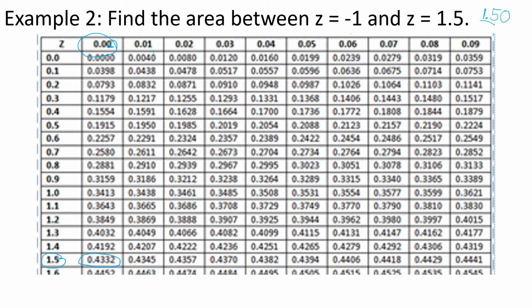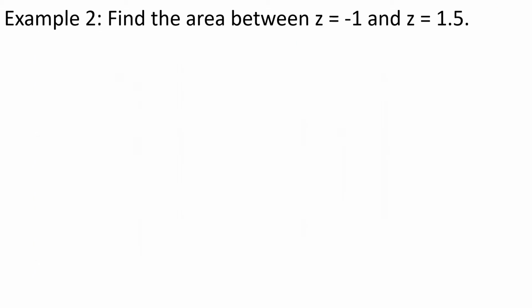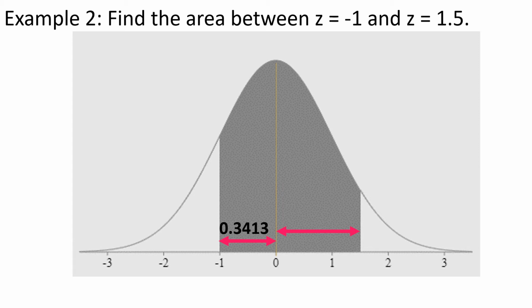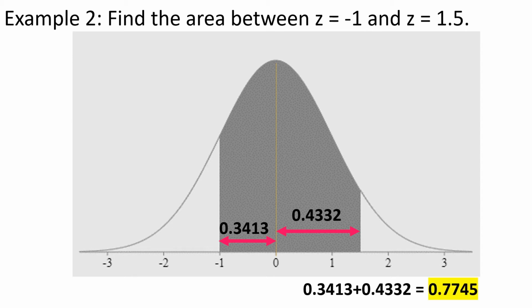So let's go back to the normal curve. From the Z table, we've known that the area from 0 to 1.5 is 0.4332. And in order for us to determine the area of the whole shaded region, we need to find the sum of these two. That is 0.3413 plus 0.4332, which is equal to 0.7745.